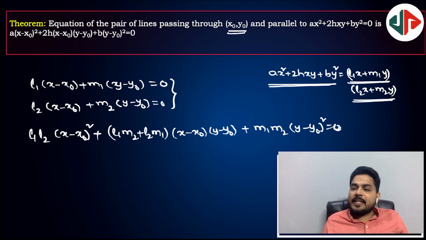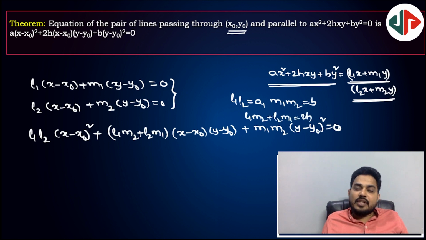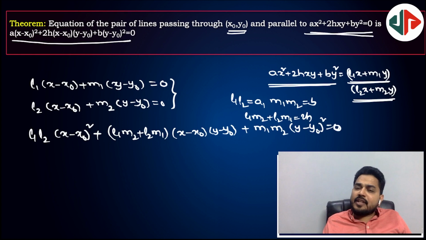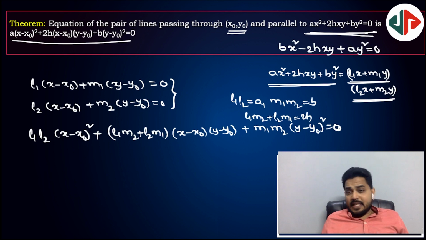So from here clearly L1 L2 is equal to A, M1 M2 is equal to B, and L1 M2 plus L2 M1 is equal to 2H. Just substitute, you are going to get this equation. And also, the pair of perpendicular lines to this one is going to be bx square minus 2hxy plus ay square is equal to 0. This is the pair of perpendicular lines.